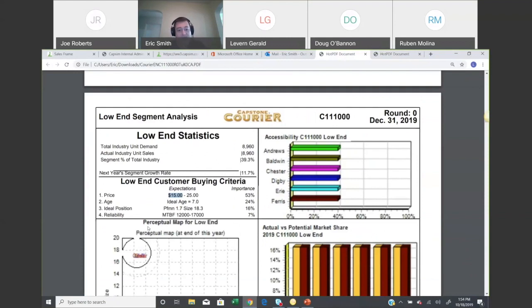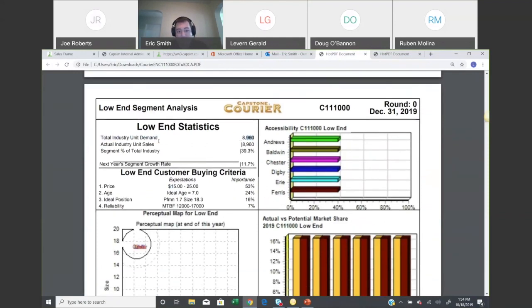But getting back to round zero, when we're first introducing this report and we're saying you need to look at this report because it tells you how many customers there are. That's the total industry unit demand. It tells you next year's growth rate. What's important to this group of customers? What are their buying criteria? What do they weight as most important and least important?